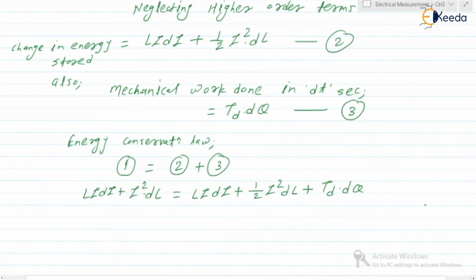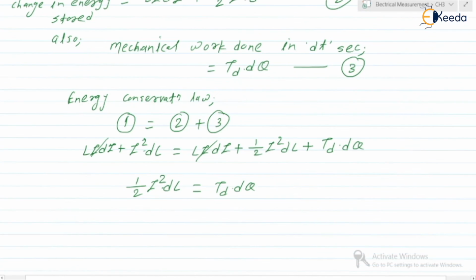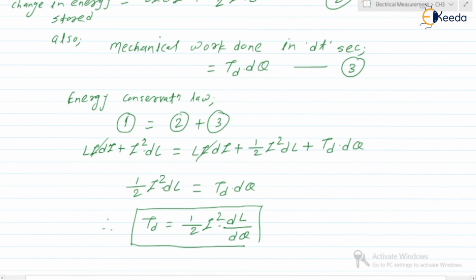Now further we can simplify it. Here it is Li di, here it is also Li di, so it will get cancelled out. Here it is I square dl, here it is half I square dl. So if we shift this half I square dl to this side, we can write half into I square into dl is equal to Td into d theta. So from this we can write, therefore, Td is equal to half into I square into dl by d theta. This is the expression for deflecting torque of a MI instrument.